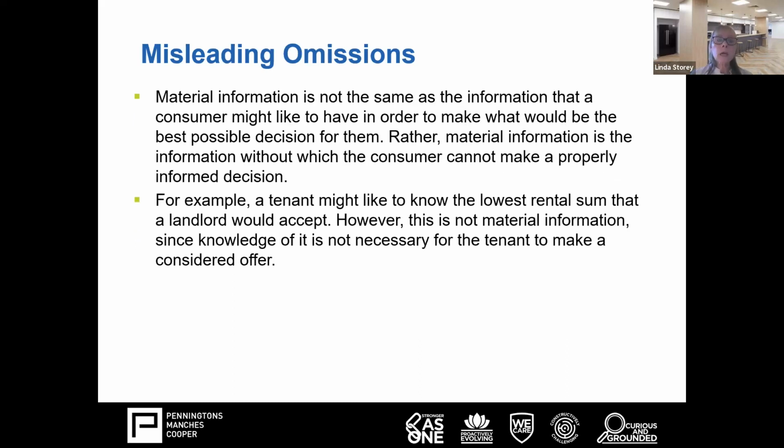Okay. So continuing on the theme of misleading information, it's important to remember that the omission of information is not everything that a purchaser wants, but rather everything the consumer needs to make the decision. Obviously, a tenant might want to know the lowest rental sum that a landlord would accept, but that's not material information. The material information about whether they want to rent the property is what's included, what is the rent, what facilities are there, and so on and so forth. So it's not everything that obviously needs to be disclosed. Okay.